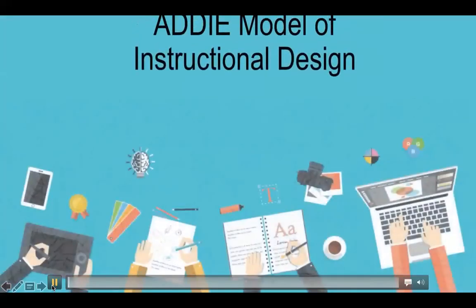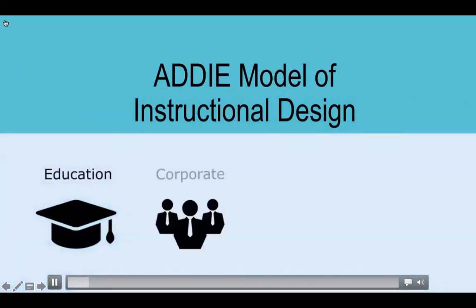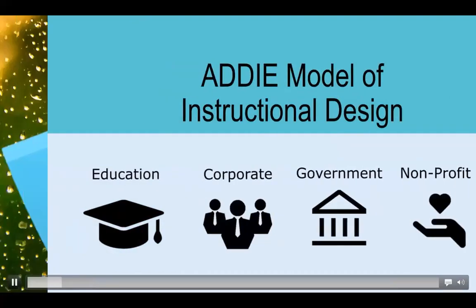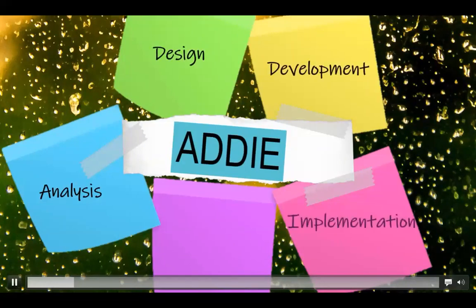In this video, I'll provide a general overview of the ADDIE model of instructional design. ADDIE is one of the most popular models for creating training curriculum. The ADDIE model provides learning designers with an essential structure for designing curricula in any learning environment, such as education, corporate settings, government, nonprofit, or any other organization where learning takes place. ADDIE is composed of 5 essential stages: analysis, design, development, implementation, and evaluation. Let's take a look at each of these in more detail, starting with the analysis stage.